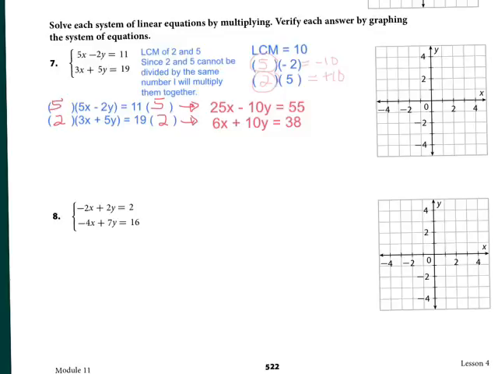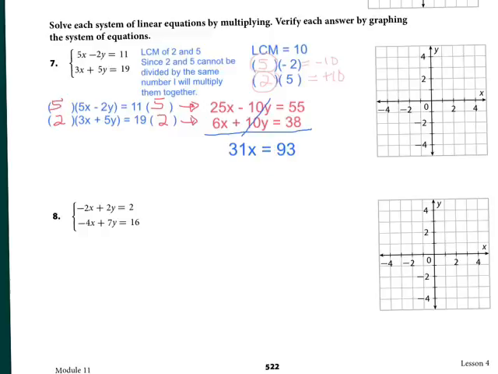Now we can actually add our equations together. So we're going to use the elimination method from the last lesson where we can add them together. So I'm going to add these two equations together, and as you can see, the 10y and the negative 10y cancel, leaving me with 31x, since 25 plus 6 is 31x, and 55 plus 38 is 93. I had these backwards right now.